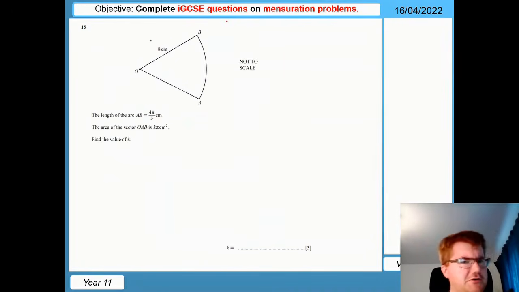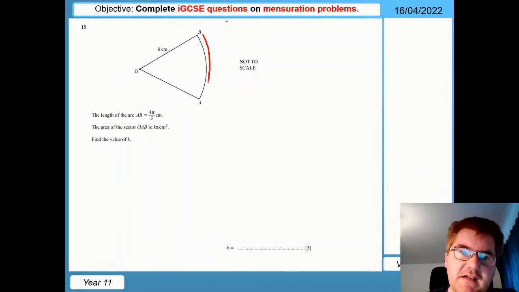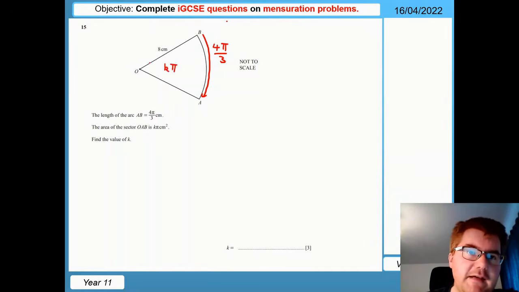So this is pretty tricky. The length of the arc AB, so this arc here, is equal to 4 pi over 3, and the area of the sector is equal to k pi. We're not told what the angle is, but we'll just give that a letter, call it x. And we want to find the value of k, so essentially the area of the sector.